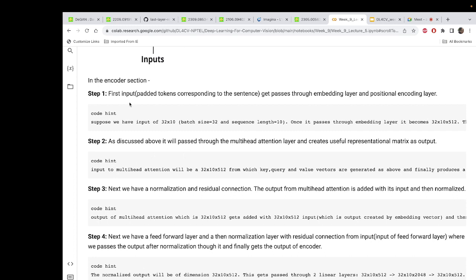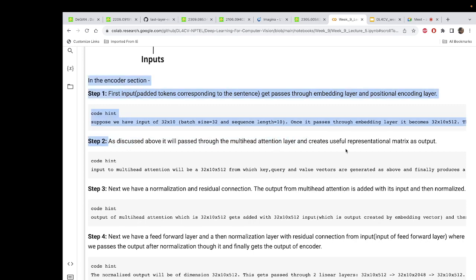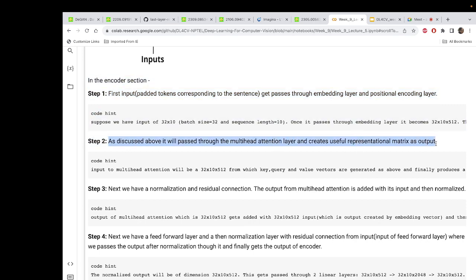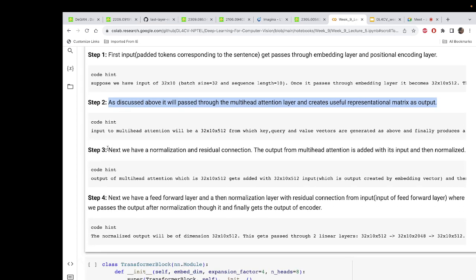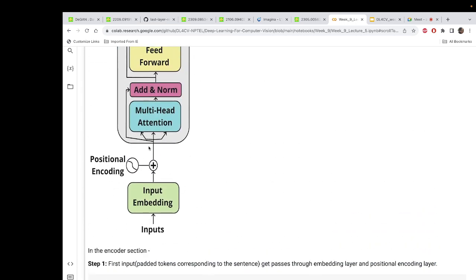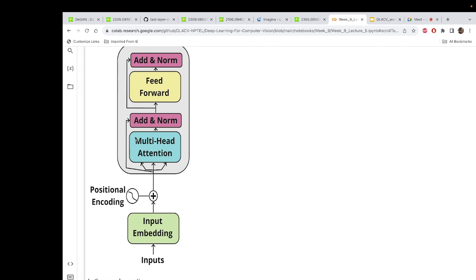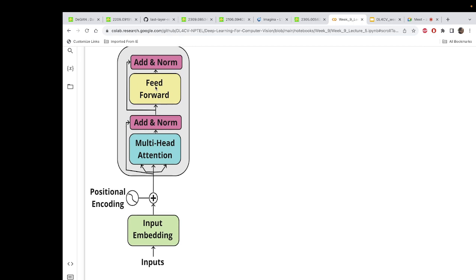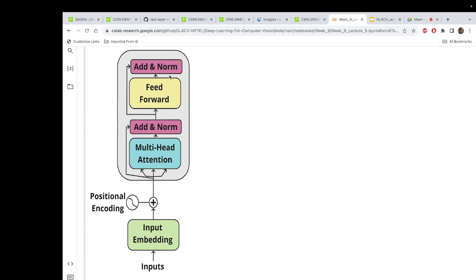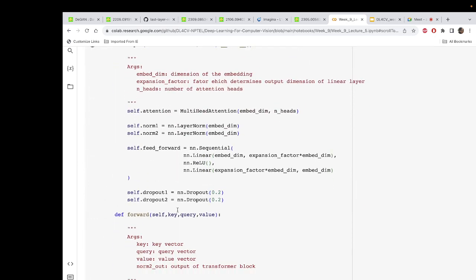We first have the input, which passes through the embedding layer and the positional encoding layer, and then it will be passed through the multi-head attention layer. And then the next step, if we look at this particular diagram: we have multi-head attention first, and then we add the input with the multi-head attention output and do a layer norm, pass it through a feed forward neural network, and then repeat this add and norm layer. We will repeat this 6 times. That is what the code here does.